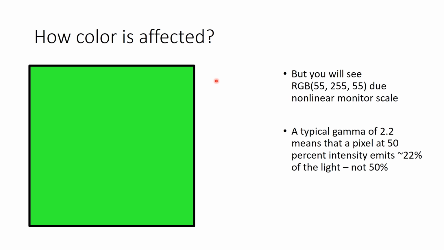But you will actually see something different. You will actually see this value, a color that matches this value. That's due to the nonlinear monitor scale. If you are using a typical gamma of 2.2, that means that a pixel, in our case, the R and B channels that we were using the 0.5 value, the 50% intensity doesn't emit the 50% of light, but something that is near the 22%.